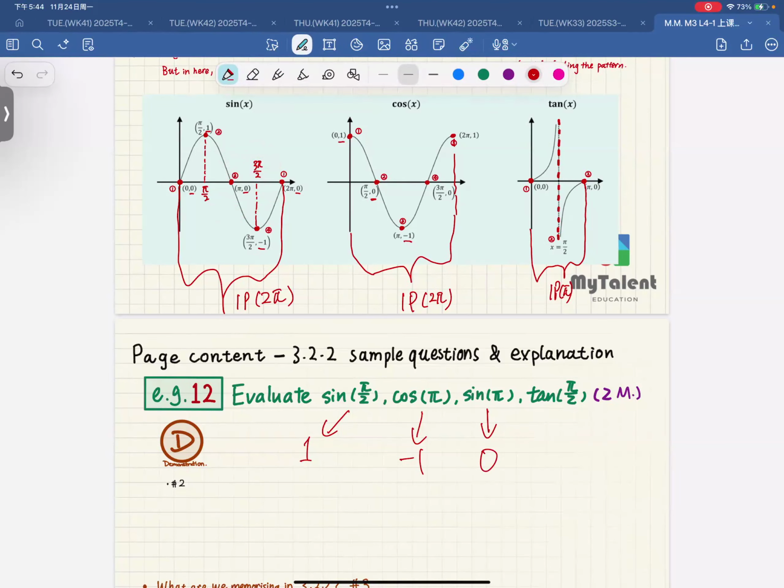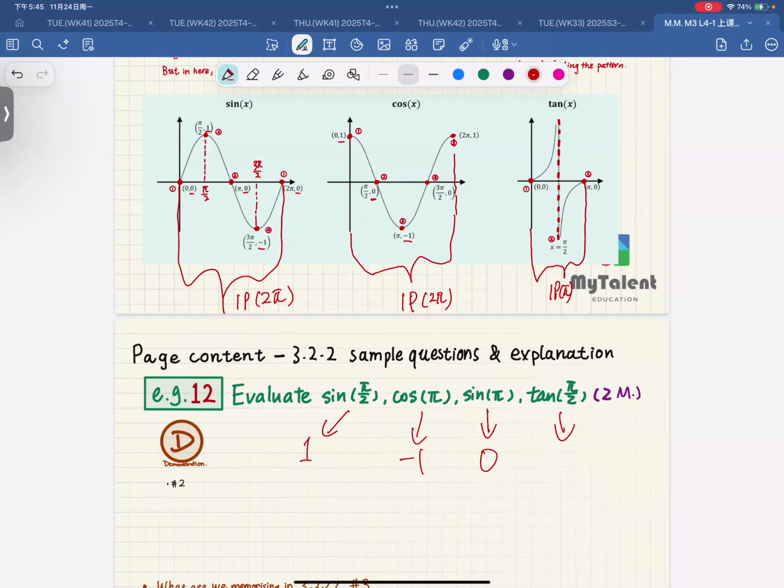Okay, now, Noah, tangent pi on 2. This is a tricky one. Look at the graph. Tangent pi on 2. What does this dotted line represent? Asymptote. An asymptote means you can never ever get that number. It's nothing. It's undefined.